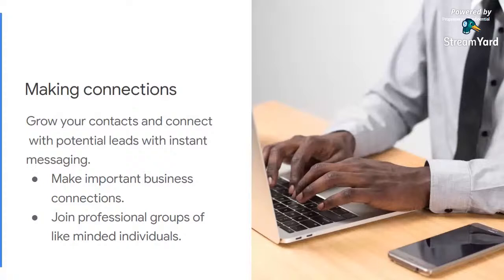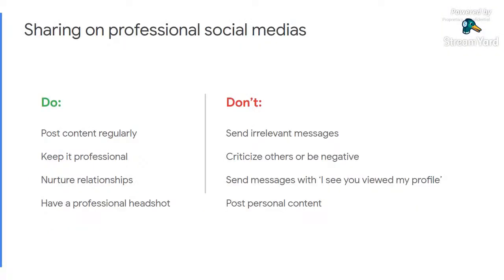Right? So how do you make connections? You make connections by growing your contacts and connecting with potential leads with instant message. So you make important business connections, or you can also join professional groups of like-minded individuals. As I've said, on LinkedIn you are able to connect with people, right? So you are able to join a professional group of like-minded individuals. Right, so we've got do's and don'ts. You can post content regularly, you can keep it professional, you can nurture relationships, you can have a professional headshot, right? And then these are the things that you don't have to do when you're sharing on professional social media.